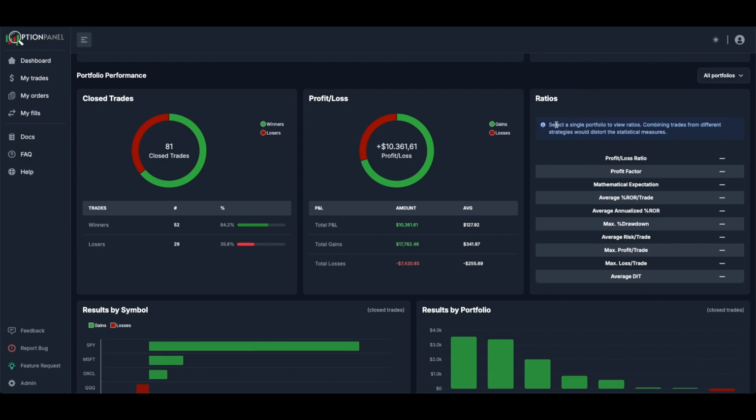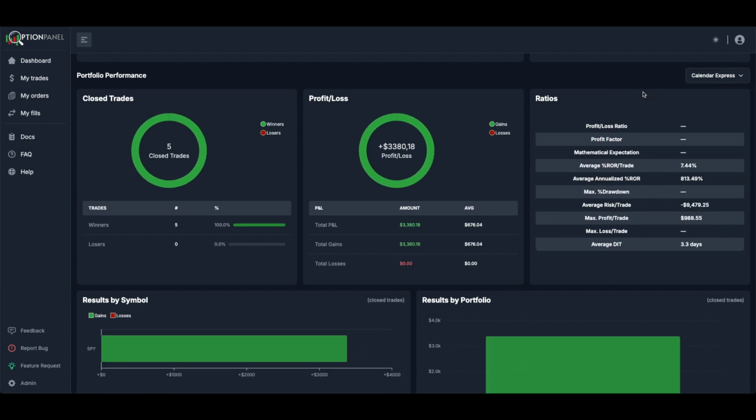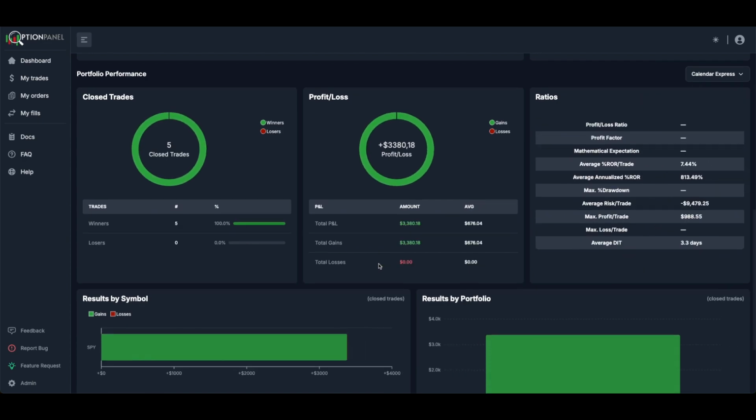One important detail: for the ratios to be calculated correctly, you must select a single portfolio in the filter above. Mixing trades from different strategies would distort the results and make them statistically meaningless.